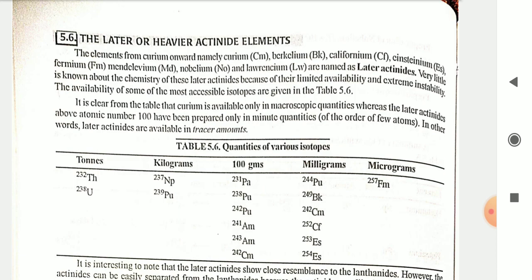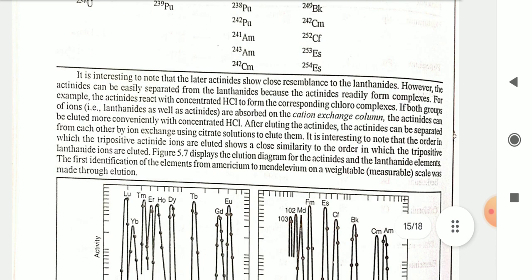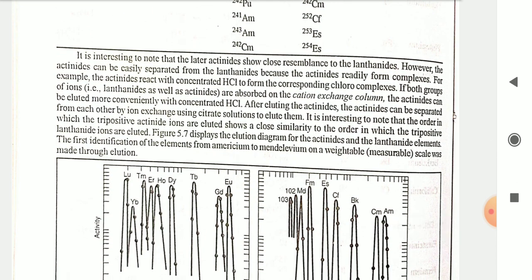It is clear from the table that uranium is available only in microscopic quantities, whereas the later actinides above atomic number 100 have been prepared only in minute quantities. In other words, the later actinides are available in tracer amounts. It is interesting to note that the later actinides show close resemblance to the lanthanides.